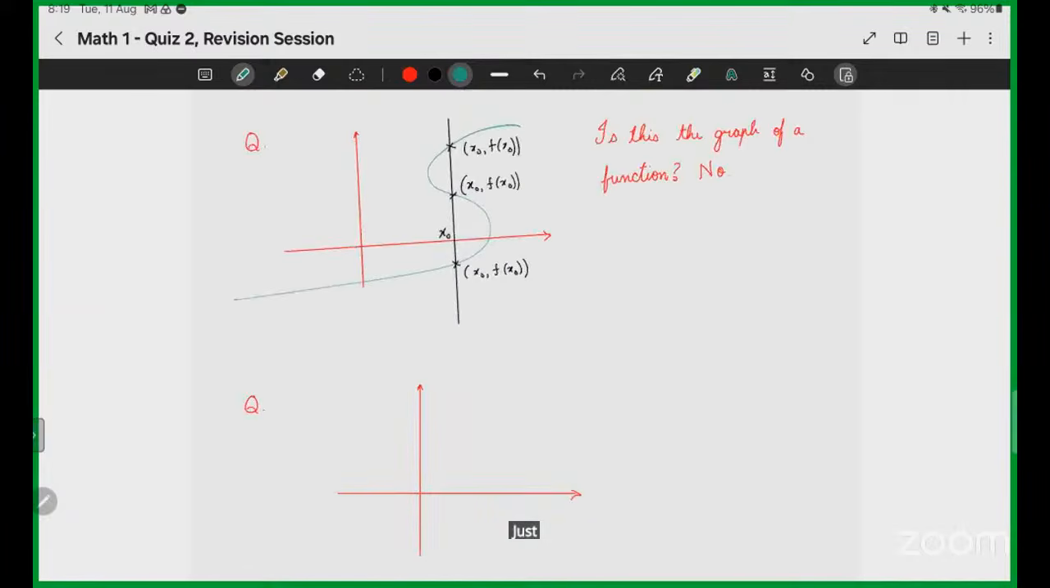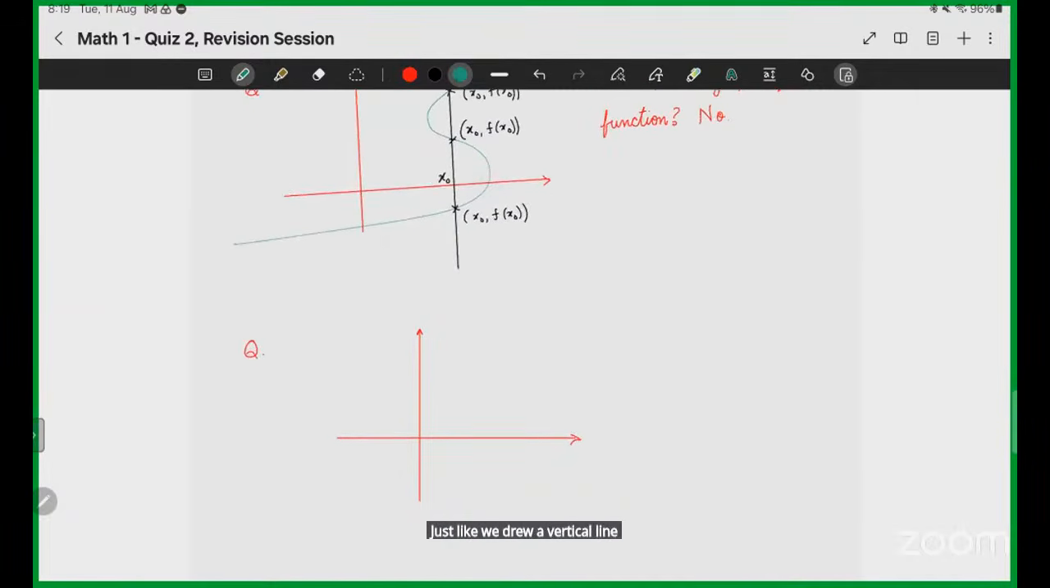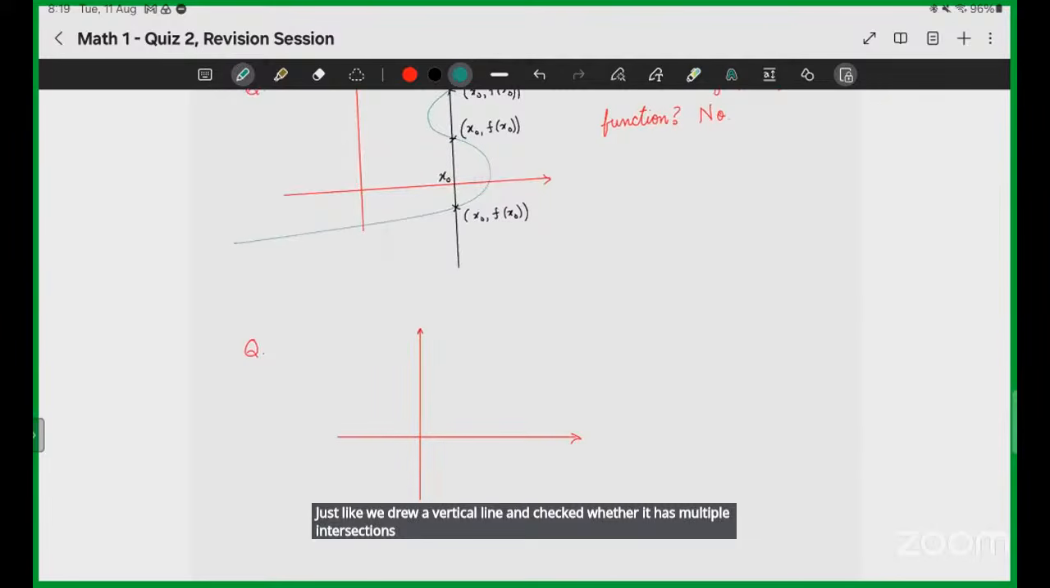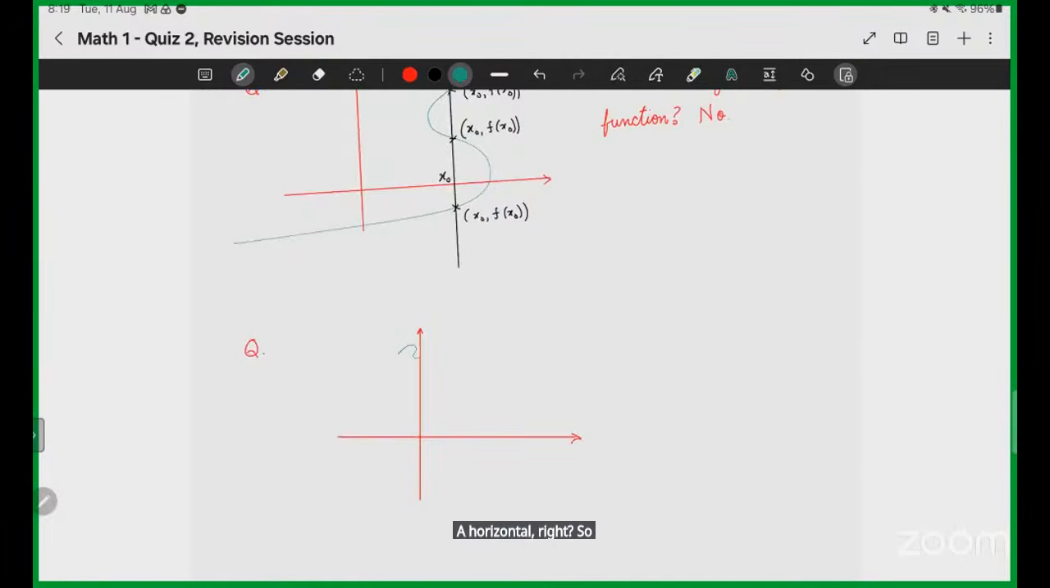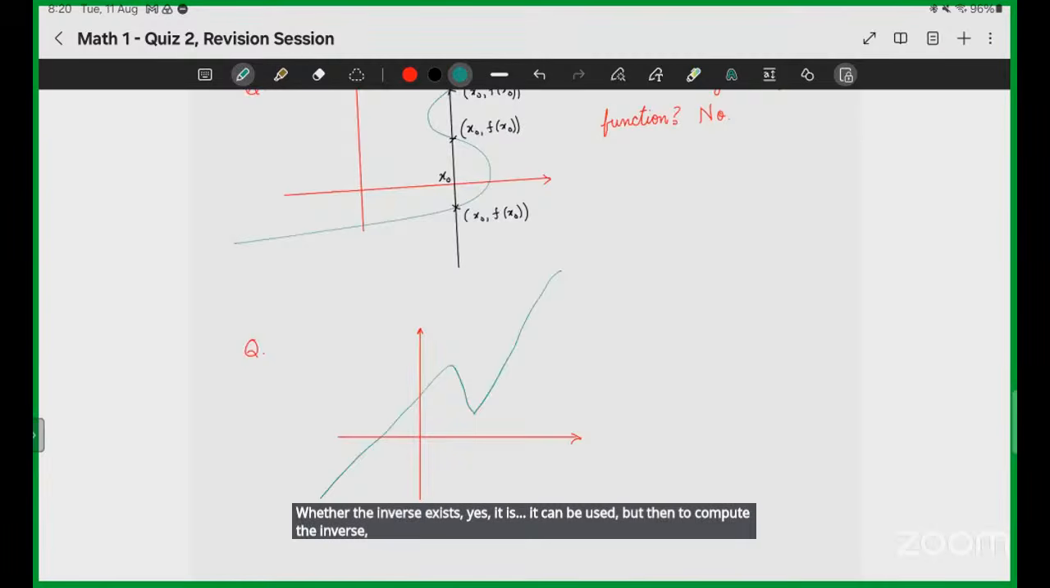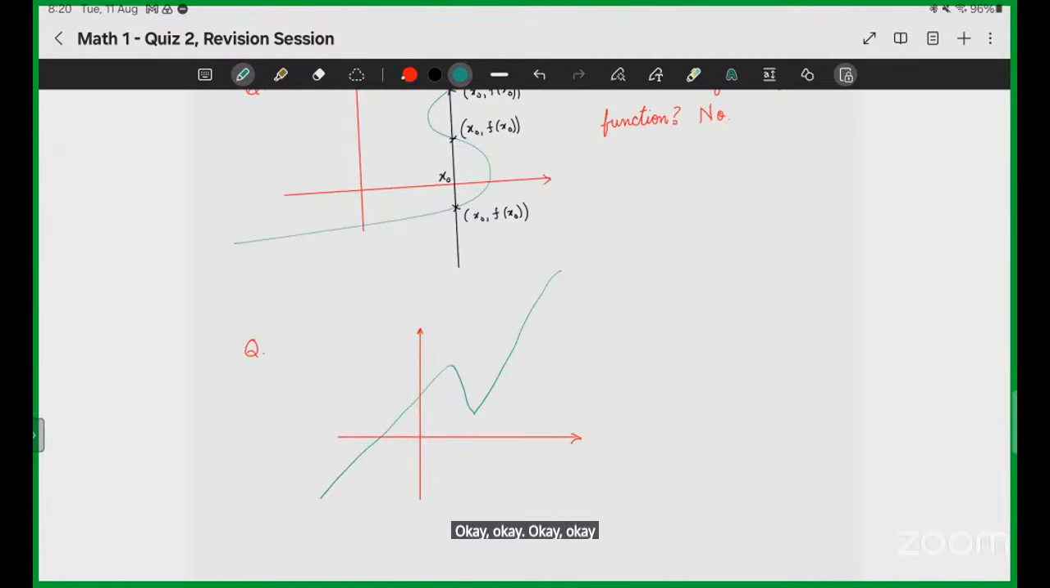Just like we drew a vertical line and checked whether it has multiple intersections, we'll do the same thing with a horizontal line, right? It is also used to check the inverse of the function, whether the inverse exists, yes, it can be used. But then to compute the inverse, you'll have to do the computation.